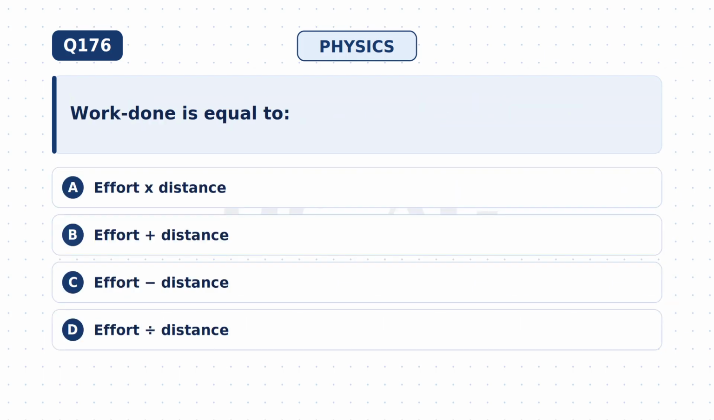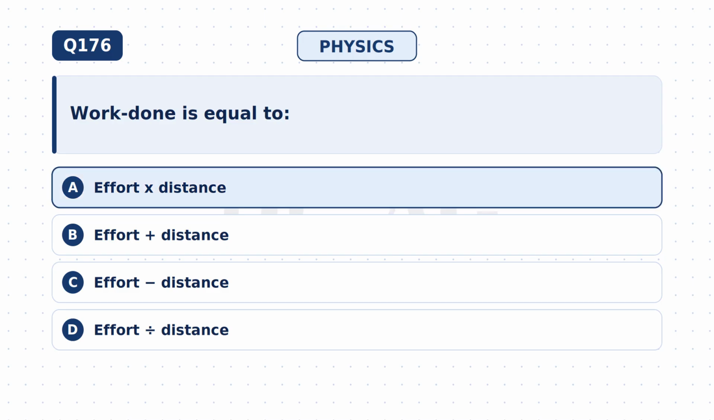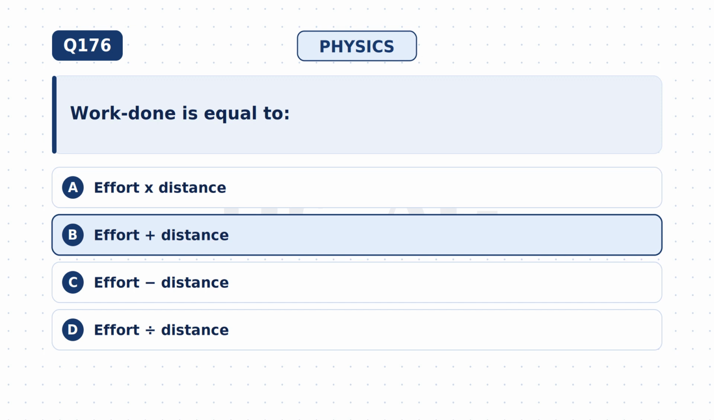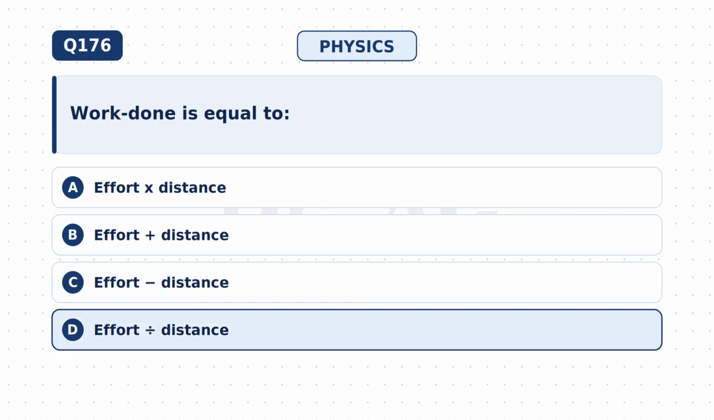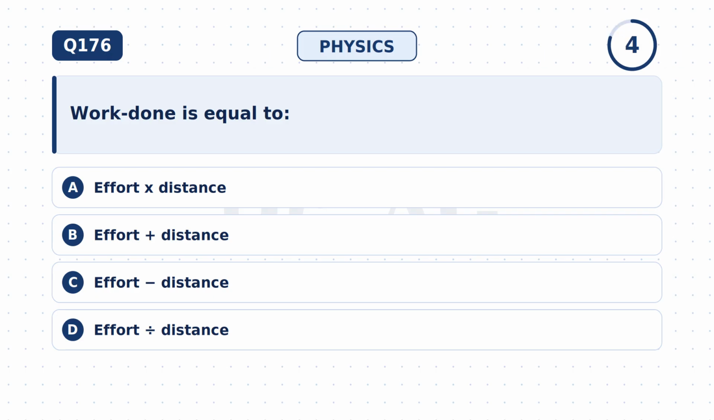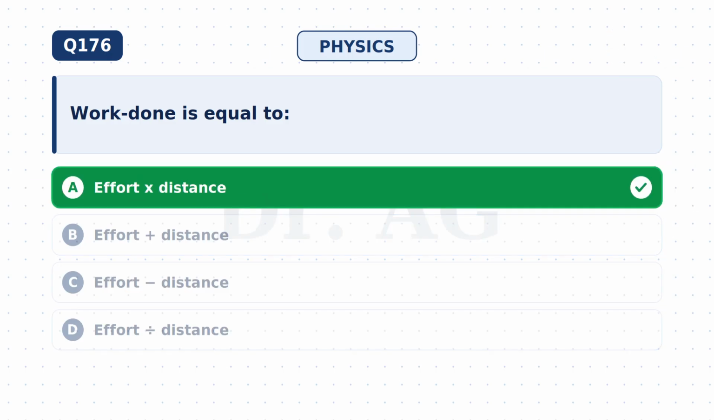Question 176. Work done is equal to: Option A, effort into distance. Option B, effort plus distance. Option C, effort minus distance. Option D, effort divided by distance. The correct answer is A, effort into distance.